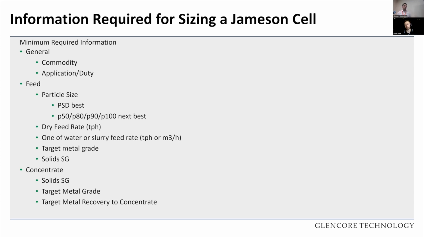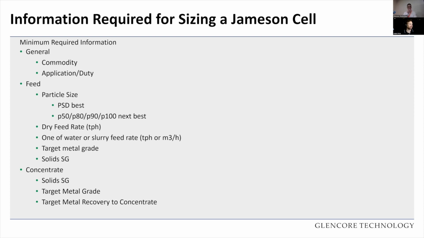If a particle size distribution has been done, that's the best scenario, but we also have an extensive database of standard particle size distributions for certain P50s or P80s or P90s. So even if just a P80 is known, then this is fine for us to understand what typically the sizing would be over a PSD. We then also need the dry feed rate, as well as either the percent solids or the water addition in feed.